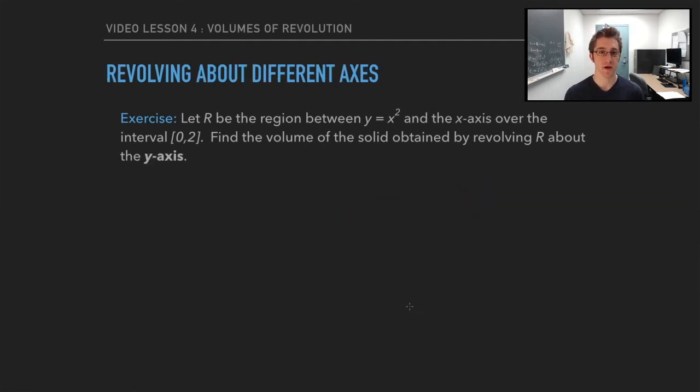Okay, so we've talked about using disks and washers to find the volume of a solid of revolution. We're going to have one last exercise where we're going to revolve the region around a different axis than we have been. So previously, all of our axes of revolution have been the x-axis. In this problem, you have to revolve a region around the y-axis. So pause the video and give it a shot, and then we'll go over it.